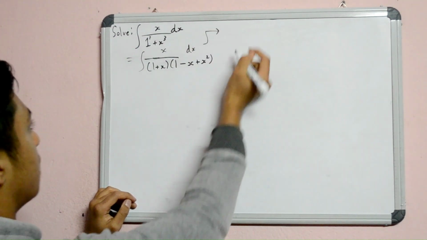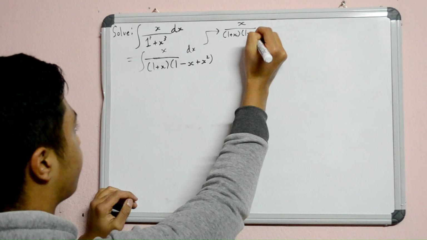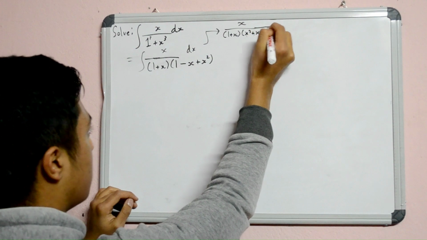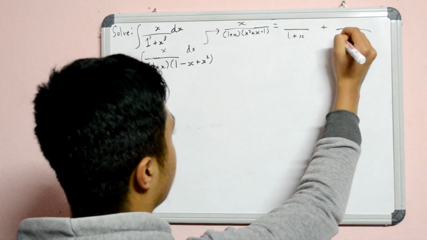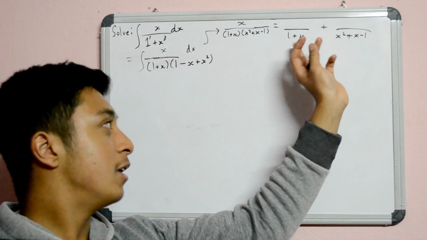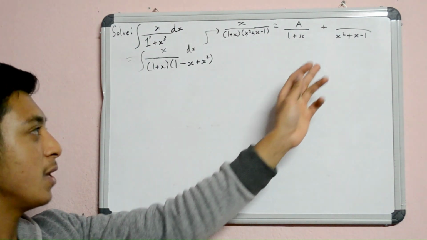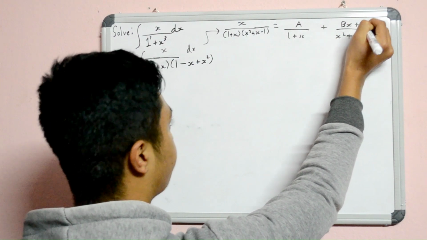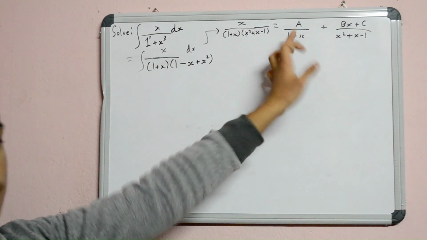Let's just do the partial fraction of the expression within the integral first. I'm going to write the x squared in front. This equals A over 1 plus x, plus Bx plus C over x squared minus x plus 1. Now this is a linear factor, so the numerator will be a constant. This is a quadratic, so the numerator above will be linear, and we'll have to figure out A, B and C.